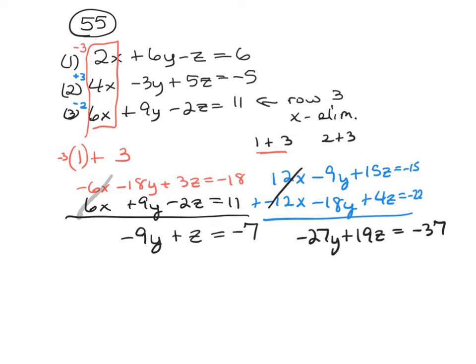Now I have two equations with two unknowns. And now I need to figure out what I want to eliminate, y or z. If I want to eliminate y, I would need to multiply this by a -3. If I want to eliminate z, I'm going to multiply this by a -19. So I'm going to eliminate y. I think that'll give me smaller numbers. So I'm going to distribute a -3, and this now becomes 27y minus 3z equals 21. I now add it to this equation.